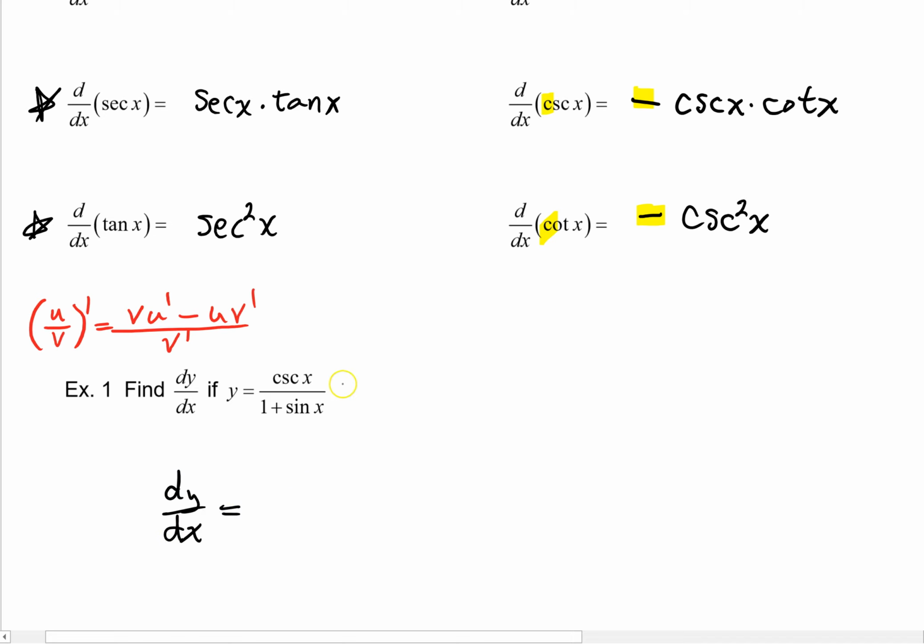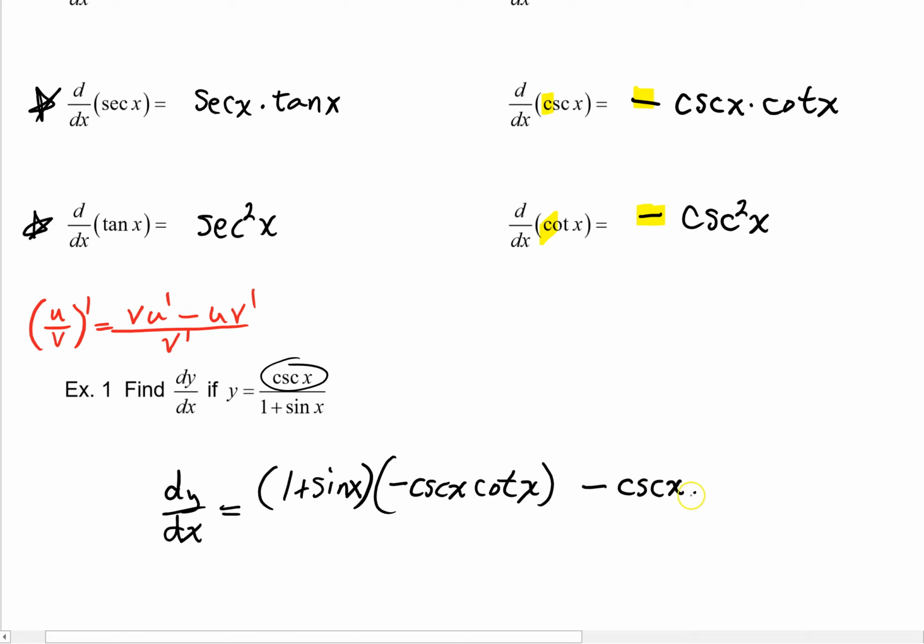dy dx is going to be low, which is 1 plus the sine of x, times u prime. Well, what was the derivative of cosecant? Well, you can see it right up here in the top right corner. It's negative cosecant x cotangent x. And then we'll say minus high, which we could say is cosecant of x. And then d low. Well, what's the derivative of 1 plus sine? Plain and simply, it's going to be cosine. Then down below, we'll have 1 plus the sine of x, that's our low function, squared.